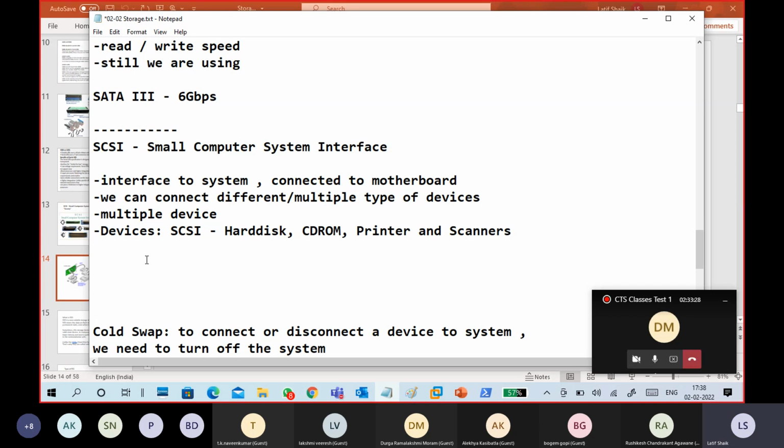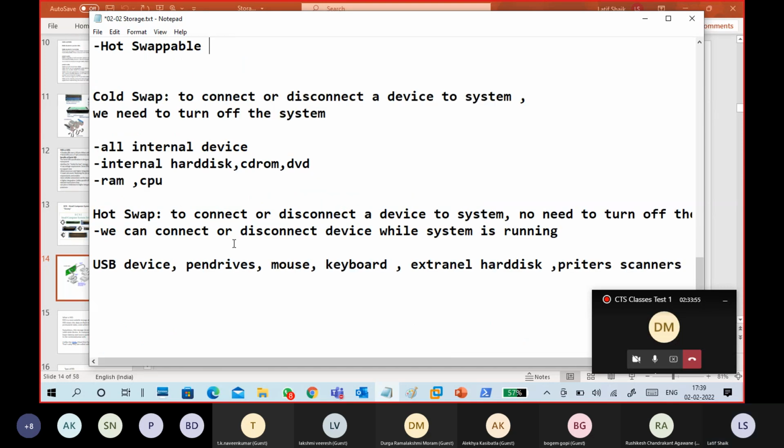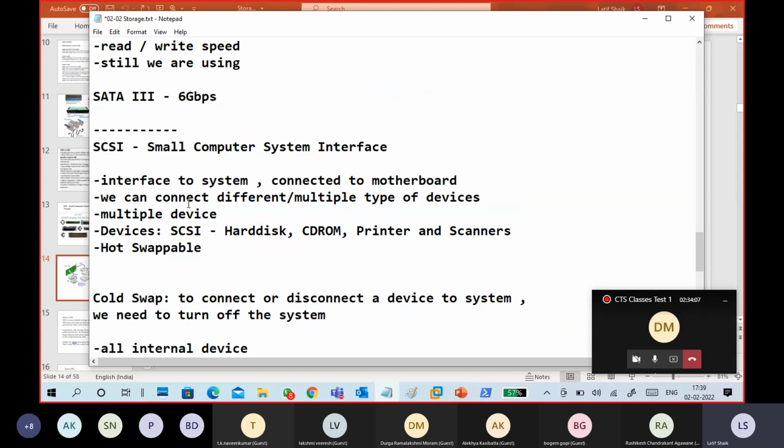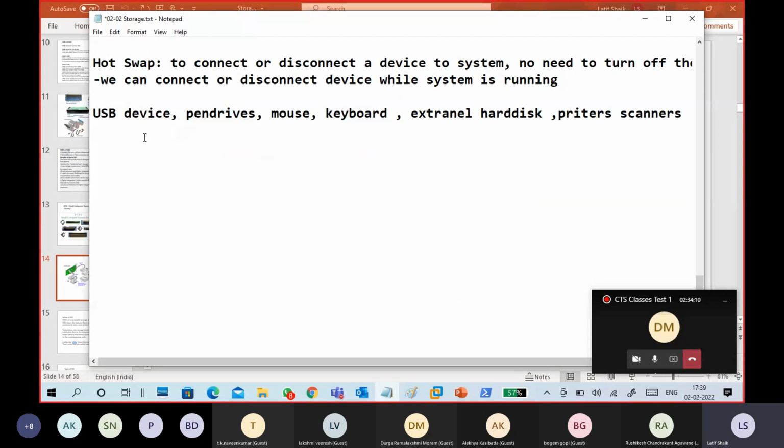You connect like this, and it is hot swappable. Hot swappable means even though the system is running, you can connect or remove the devices. You can remove the hard disk and reconnect the hard disk. So that is SCSI, small computer system interface.